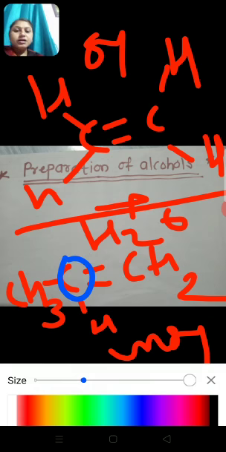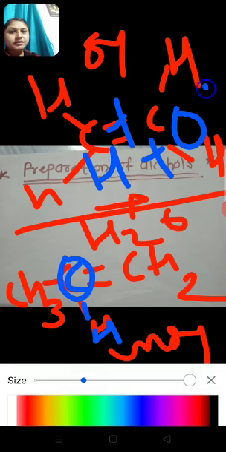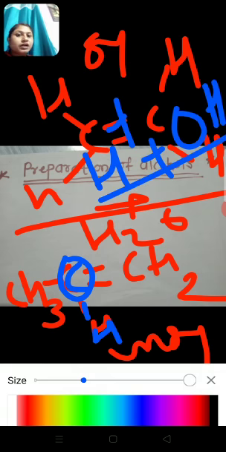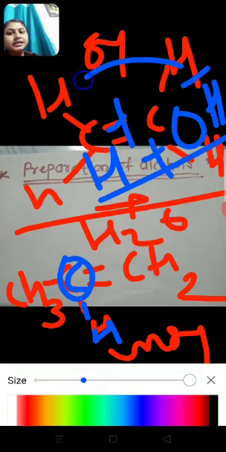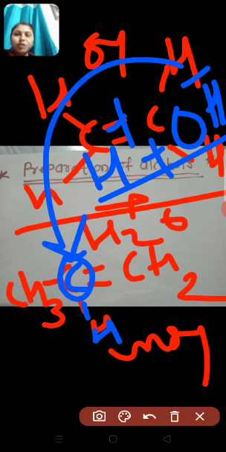This is a part of the alkene which carries a lesser number of hydrogens. Hence, the negative part of the reagent, here water, with H plus and OH minus, is added to this carbon atom. In this way, Markovnikov's rule is followed. The negative part is added to that carbon atom which carries a lesser number of hydrogen atoms.